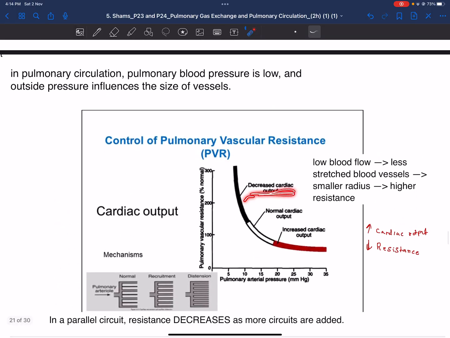Here it's the opposite, decreased cardiac output. You have low blood flow, meaning decreased cardiac output. You have less stretched blood vessels, so they're not that stretched. So you're going to get a smaller radius, meaning higher resistance.